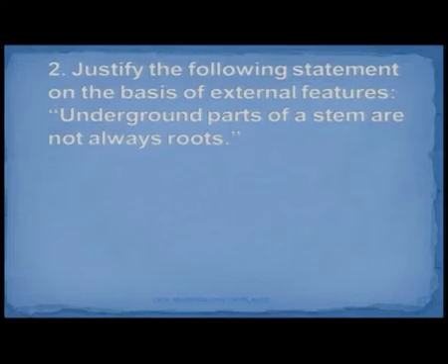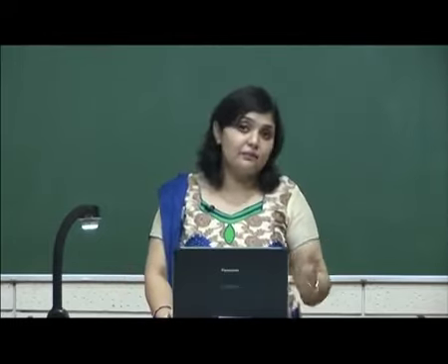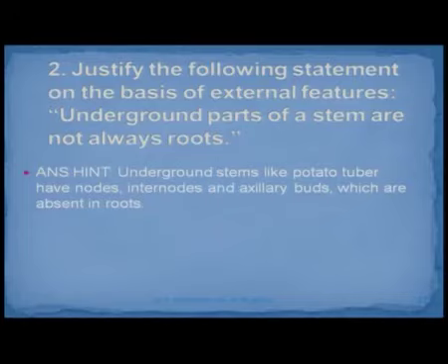Next question in your NCERT is, justify the following statement on the basis of external features. The statement is, underground parts of stem are not always root. We had just discussed this thing, that everything that grows beneath the soil is not root, it can be another structure also. So, while framing your answer, try to recall this point that underground stems like potato tuber have nodes, internodes and axillary buds, and these structures are not present on the roots.